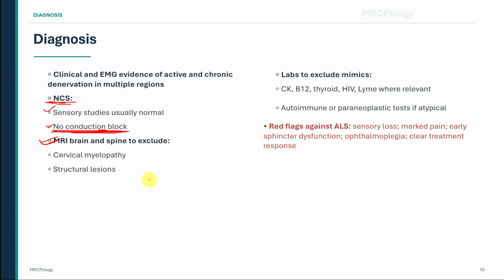Blood tests are performed to exclude alternative diagnoses. These may include creatine kinase, vitamin B12, thyroid function, HIV testing, Lyme serology where appropriate, and autoimmune or paraneoplastic investigations in atypical cases. Red flags against motor neuron disease include prominent sensory loss, marked pain, early sphincter dysfunction, ophthalmoplegia, major fluctuation, definite conduction block, and a clear response to immunotherapy.